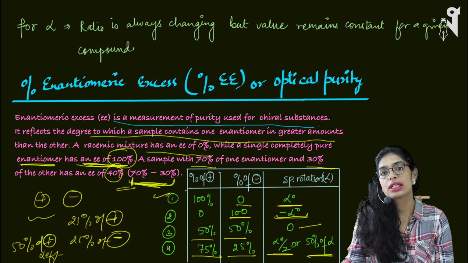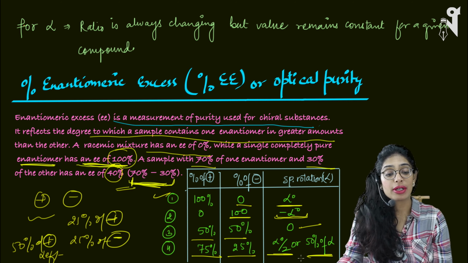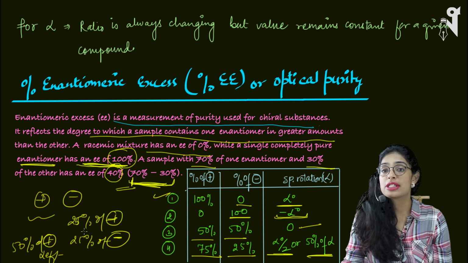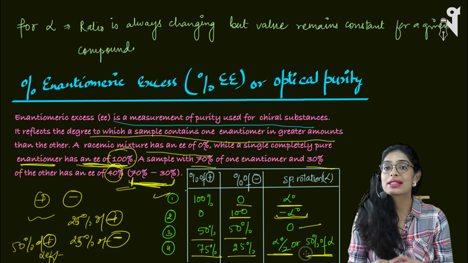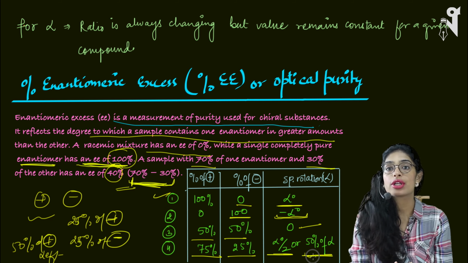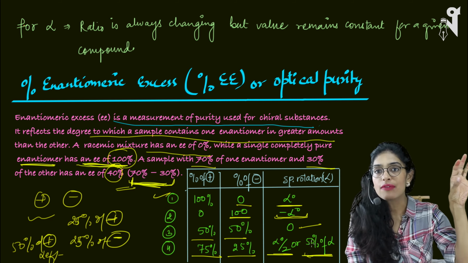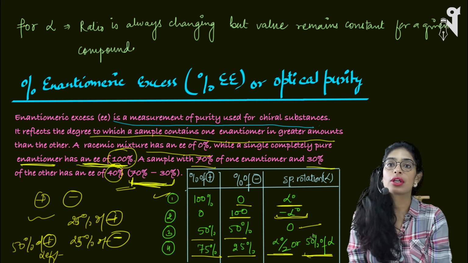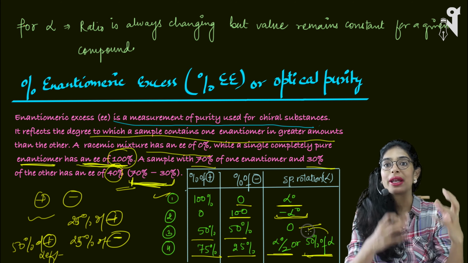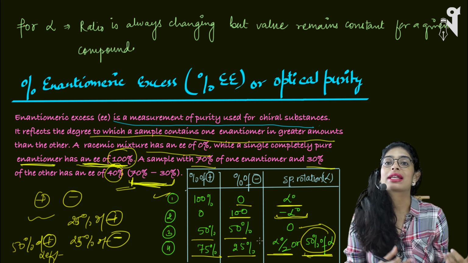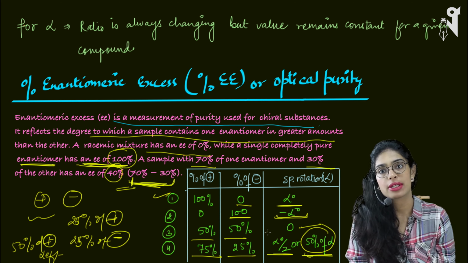So alpha by 2 degree will be the specific rotation for this compound. So basically, enantiomeric excess changes the observed rotation also. Specific rotation is the standard value, but the observed specific rotation will change depending upon how much enantiomeric excess of which enantiomer is present.